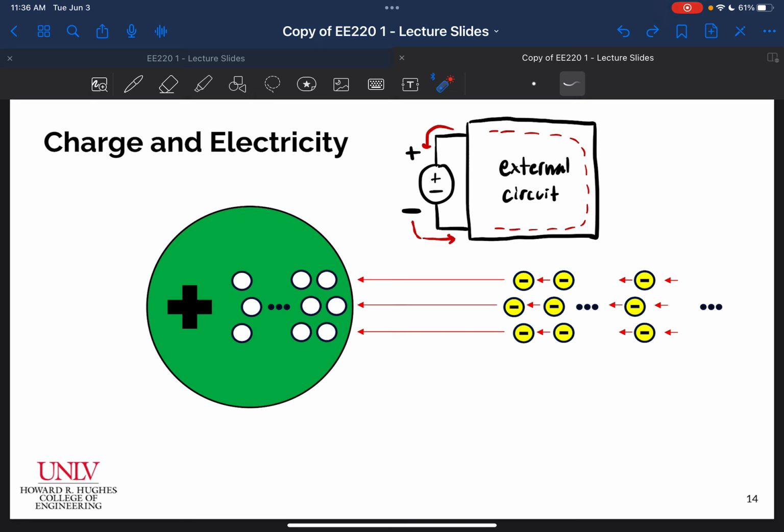What is current? Current is the flow of these charges. What is resistance? Resistance is the material property that wants to prevent those charges from flowing, and then voltage is the force that's actually pushing the charges through the circuit. So that's what we're going to talk about next.